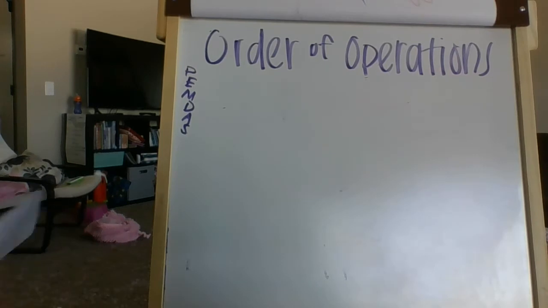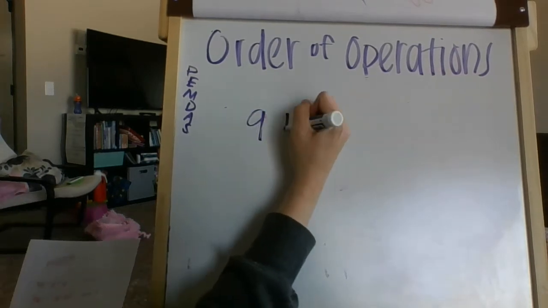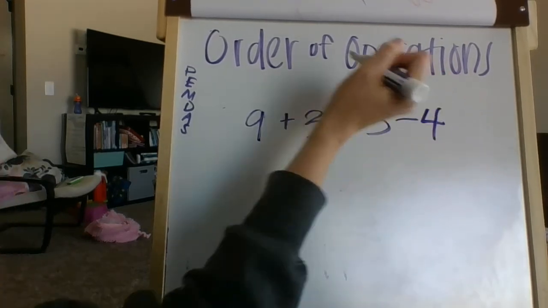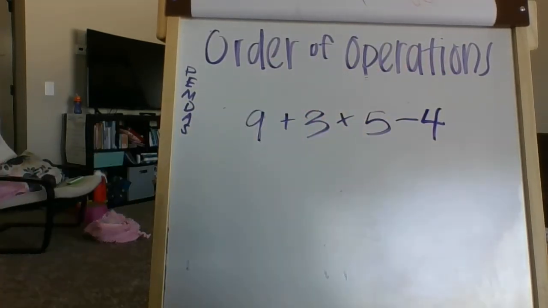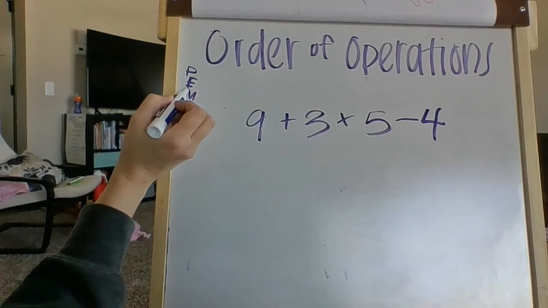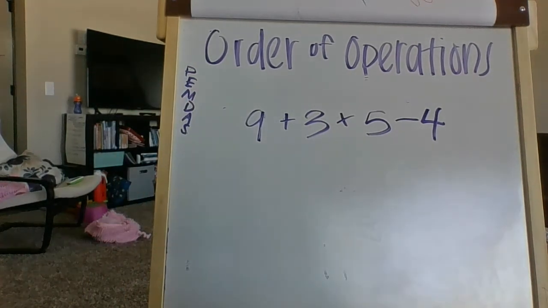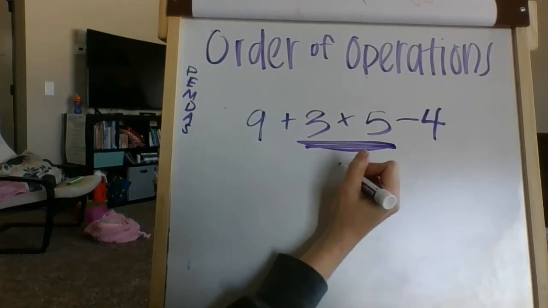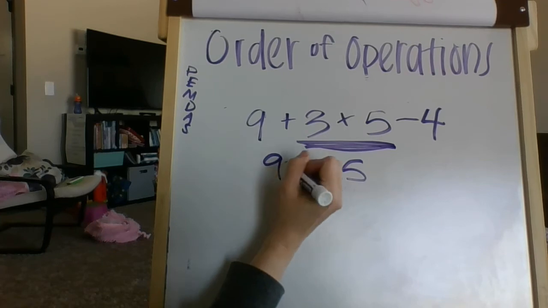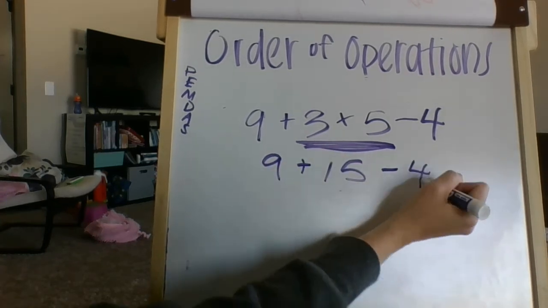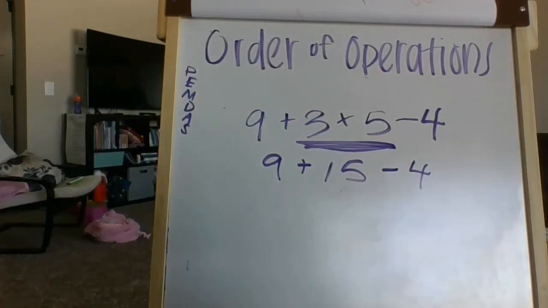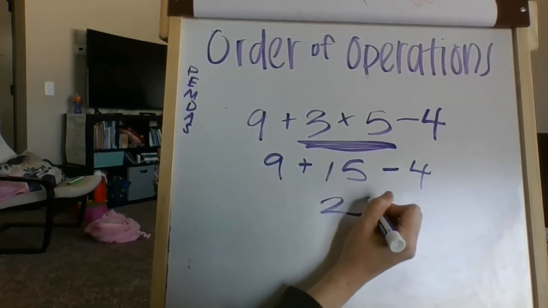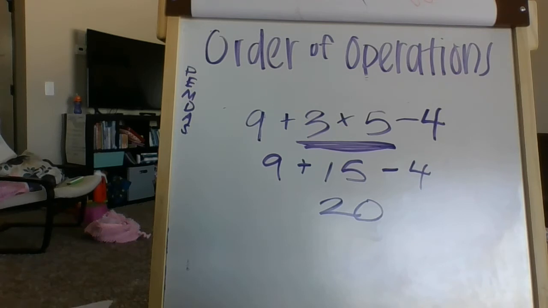All right, we're going to do one last one here. 9 plus 3 times 5 minus 4. Paying attention to our signs. No parentheses, no exponent. Our next one is our multiplication. We need to multiply our 3 times 5, which is 15. Now we have the rest of our problem, 9 plus 15 minus 4. We're going to work from left to right here, and our answer is going to be 20.